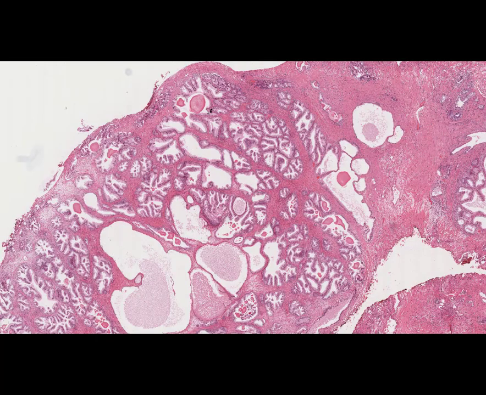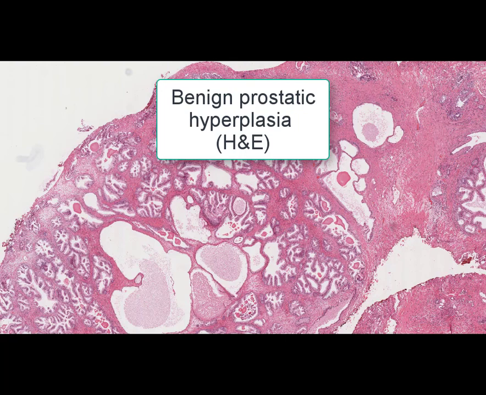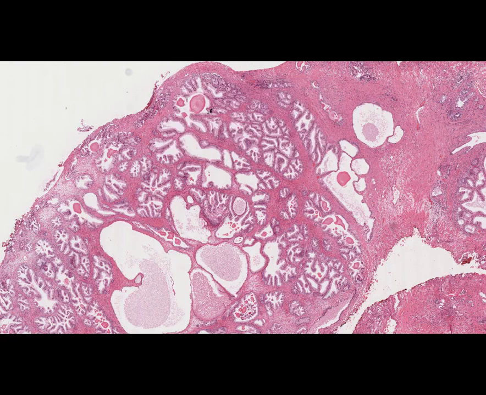This slide is a histological section of the prostate gland. Staining is hematoxylin and eosin. Name of the slide is benign prostatic hyperplasia. These slides illustrate the process relating to the compensatory and adaptive reactions, namely hyperplasia.